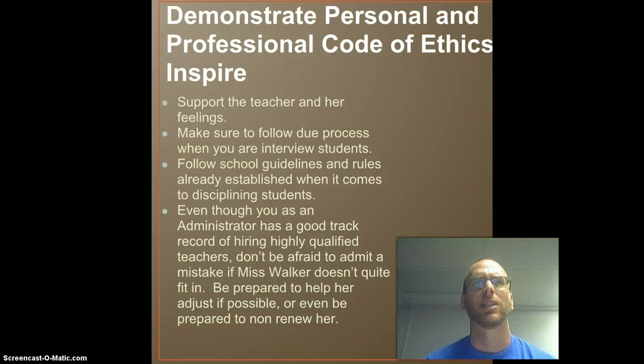We want to support the teacher and her feelings. Make sure to follow due process when we are interviewing the students. We want to follow school guidelines and rules already established when it comes to disciplining students. Even though you as an administrator have a good track record of hiring highly qualified teachers, don't be afraid to admit a mistake. If Ms. Walker doesn't quite fit in, Dr. Forbes needs to be prepared to help her adjust if possible, or even be prepared to non-renew her.